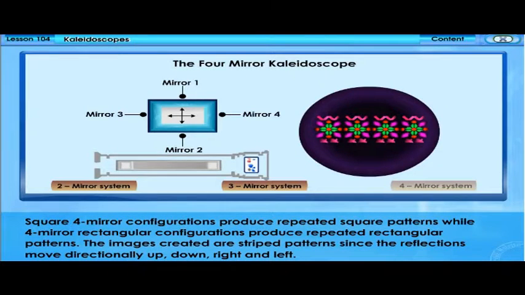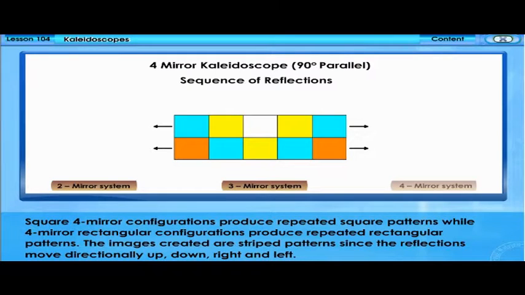Square 4-mirror configurations produce repeated square patterns, while 4-mirror rectangular configurations produce repeated rectangular patterns. The images created are striped patterns since the reflections move directionally up, down, right, and left.